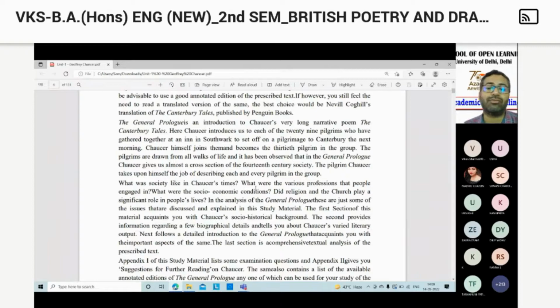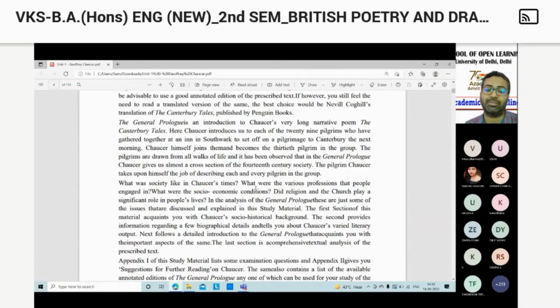The pilgrims are drawn from all walks of life. Now, who are these pilgrims? The 29 pilgrims are the people who do different works in the society. Some of them belong to the church. Some of them are common people. Some of them are small technicians. Some of them are small craftsmen. It gives us almost a cross section of the 14th century society.